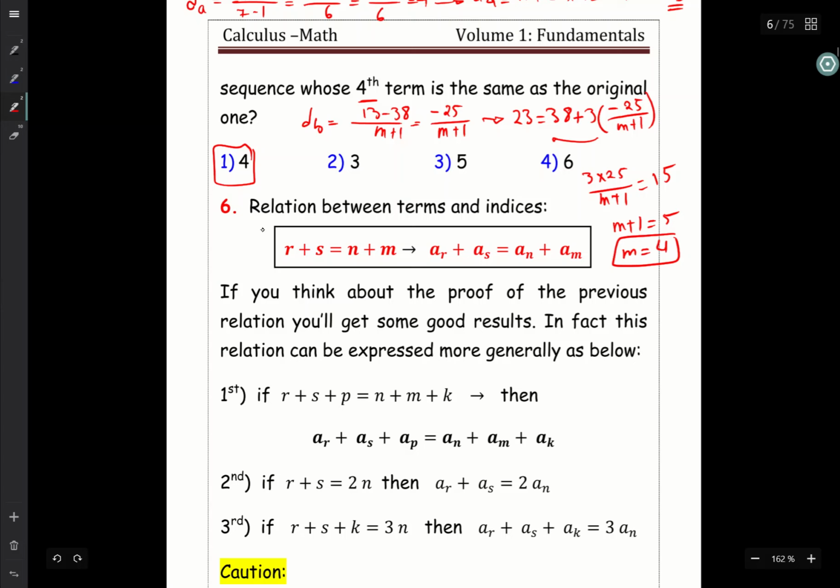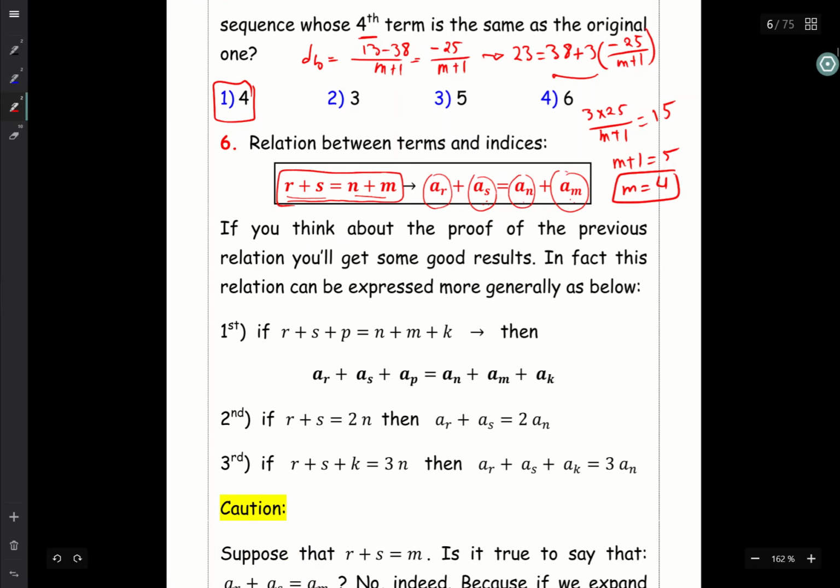If you take two terms of the sequence, and the sums of the indices are equal, then the sums of the terms are guaranteed to be equal. And you can prove it very simply. It's just a matter of writing down the equations for these terms AR, AS, AN, AM, and then showing that this is true. So this is the condition. If the sums of indices are equal, the sums of the terms are also equal.